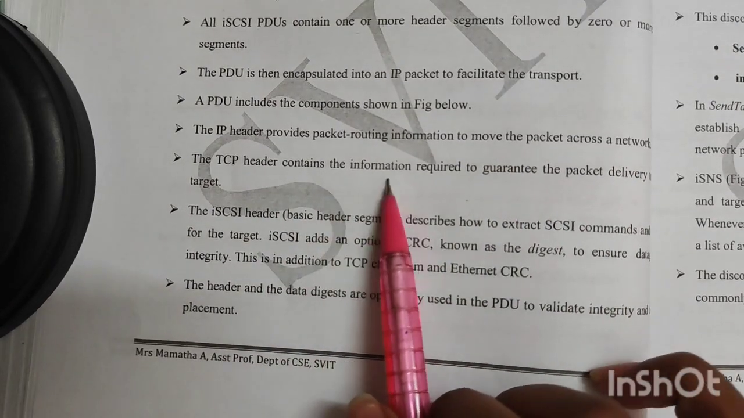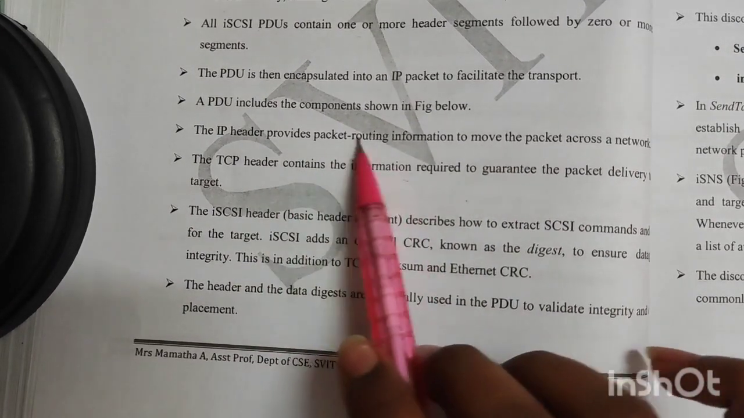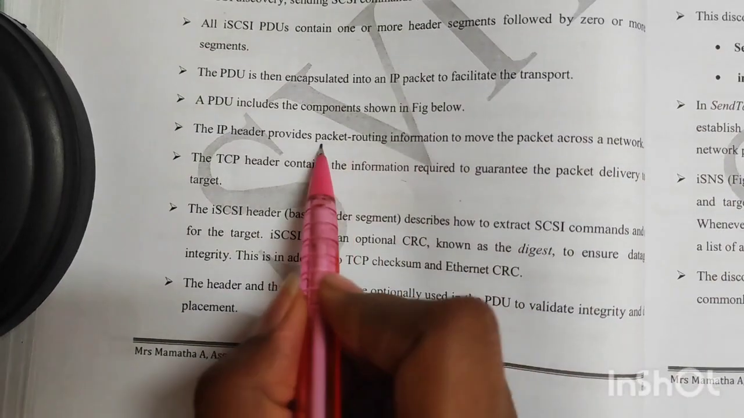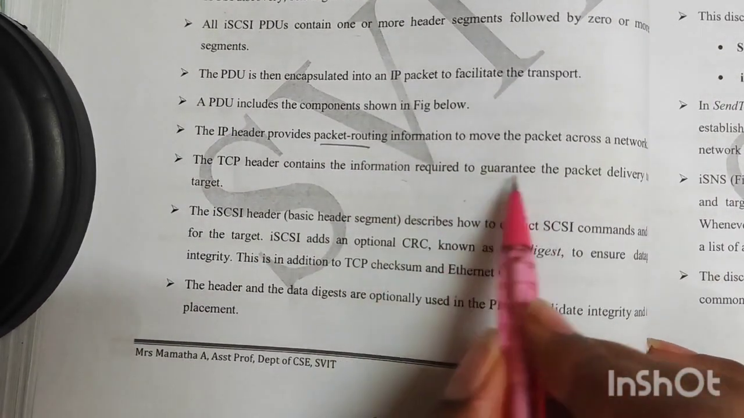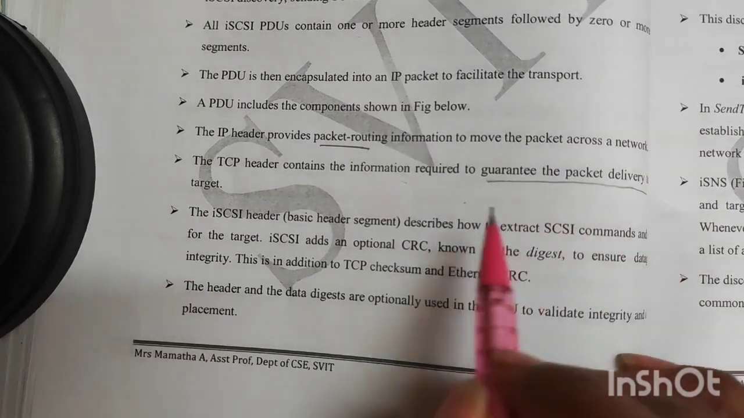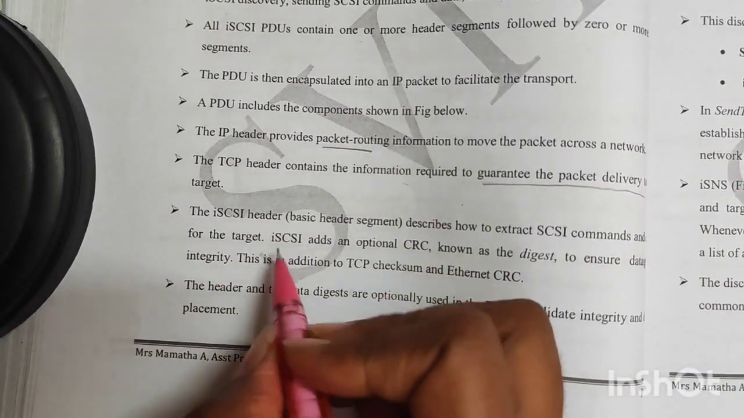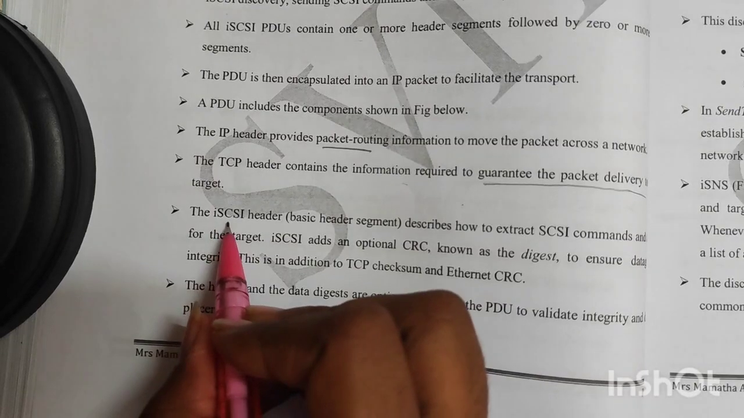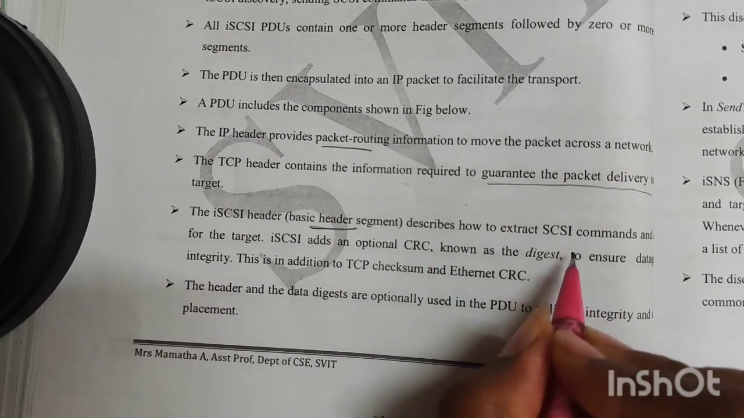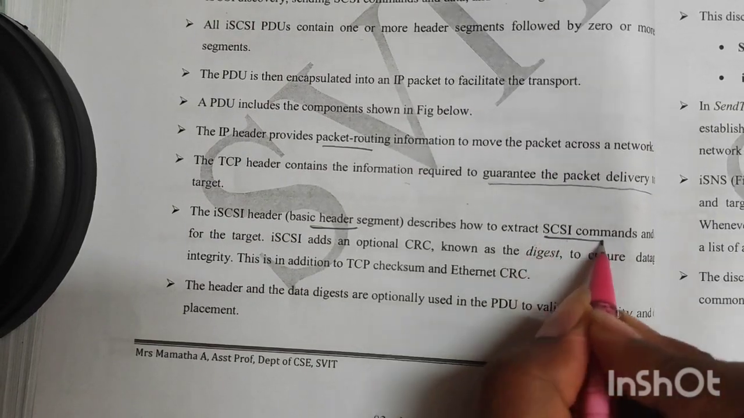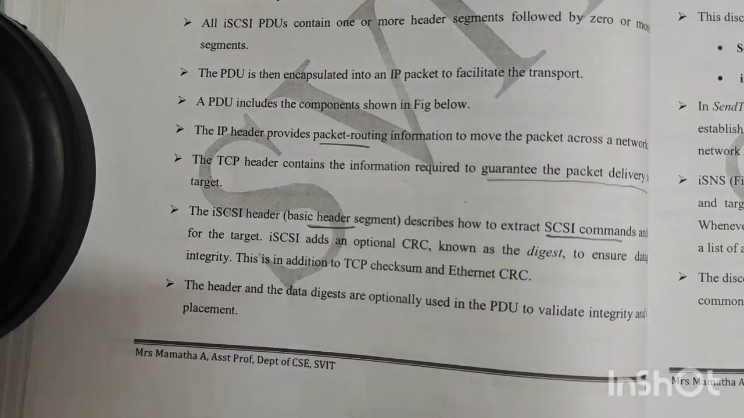Your IP header contains packet routing information. Your TCP header contains information about guaranteed delivery of the data to the target. And then your iSCSI header, that is your basic header segment, gives you the exact commands for the target which are used.